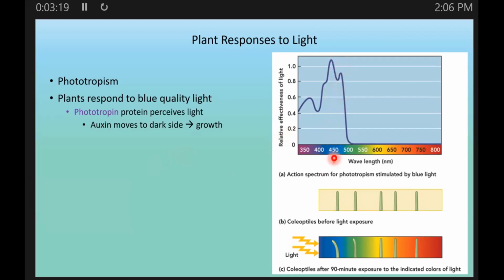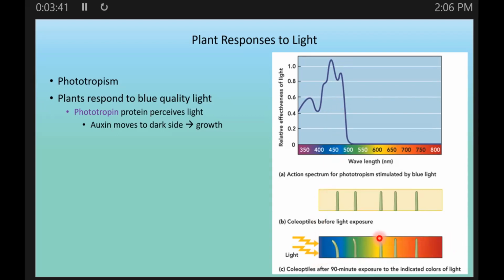So you look down and you say, oh, that's around 450 nanometers, blue light quality. And so this phototropin, that's how it evolved. It maximally absorbs the blue quality of light to then start triggering this response by the plant, in this case, to grow toward the light coming through your window.